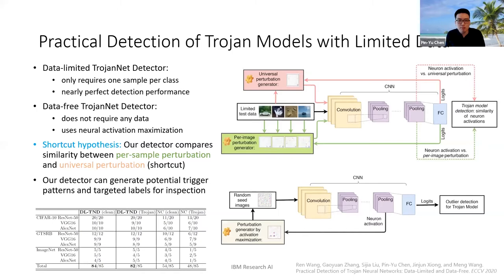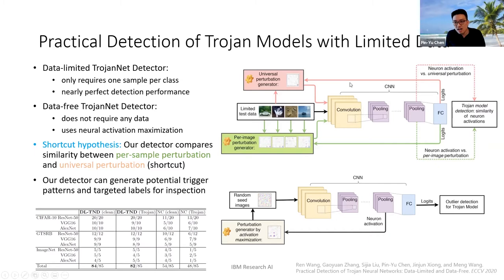So if you think about how a backdoor works, you can think of this trigger pattern as some shortcut, or some universal perturbation, that is learned during training such that any data input plus that trigger will give a particular output. So it's like a shortcut. With this notion in mind, what we do is take those limited test data and first generate a universal perturbation to all the given test data. And at the same time, we also generate per-sample perturbation that will cause prediction evasion.